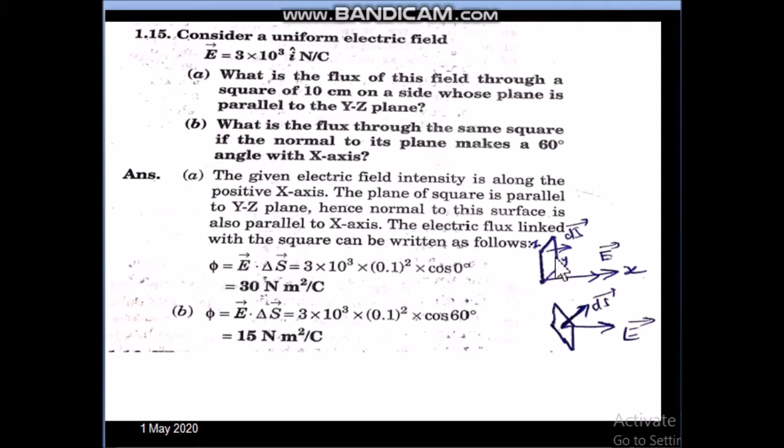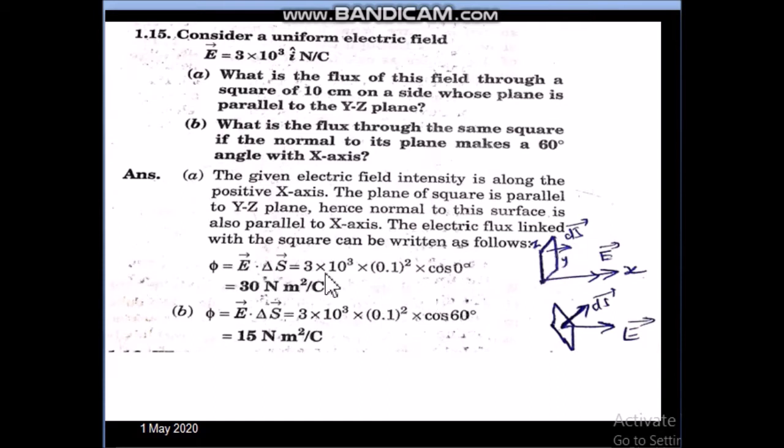So what is the idea? Whatever surface is given, like this square, we have to always draw a normal vector to it. So a normal vector to it will be ds vector. So if the surface is given in YZ plane, a vector normal to it will be in x direction. So electric field is also in x direction and ds vector is also in x direction. So the angle between the two, that means E vector and ds vector, is 0 degree, and this angle we have to put in the formula.